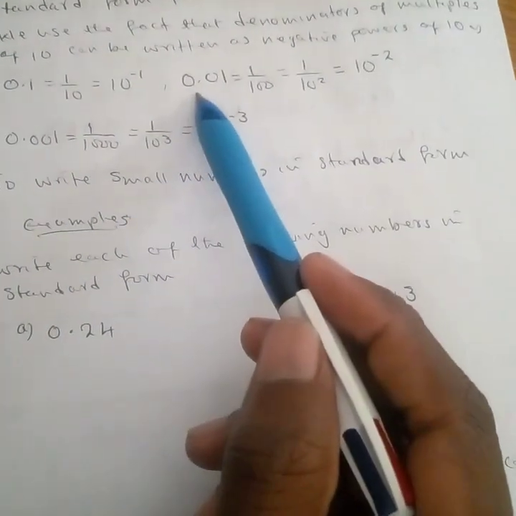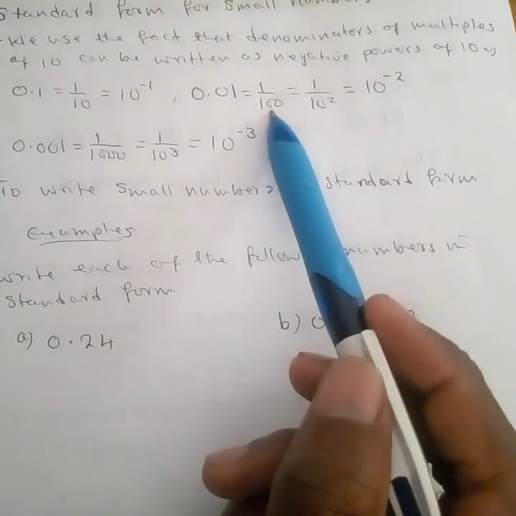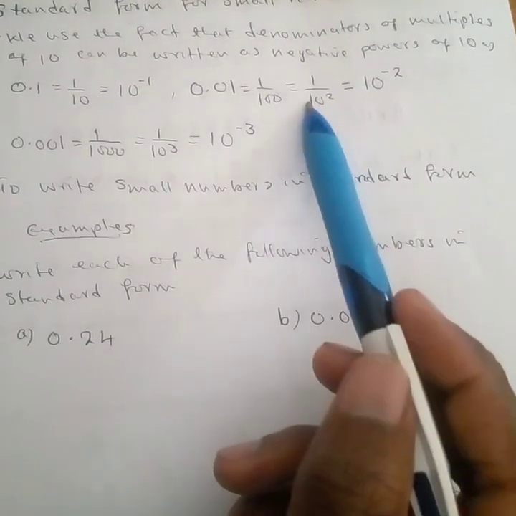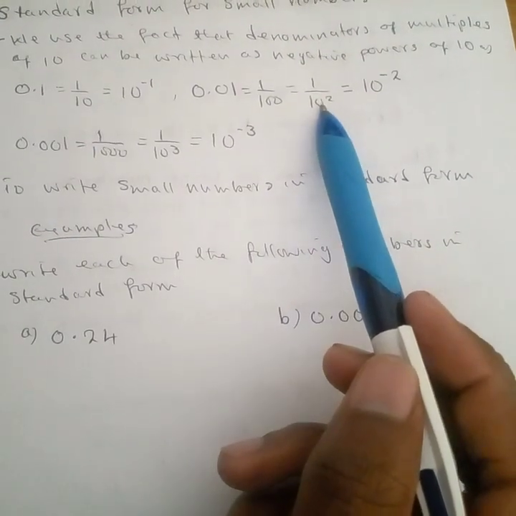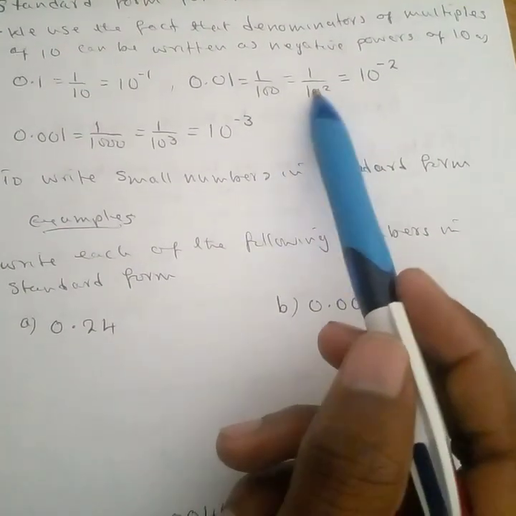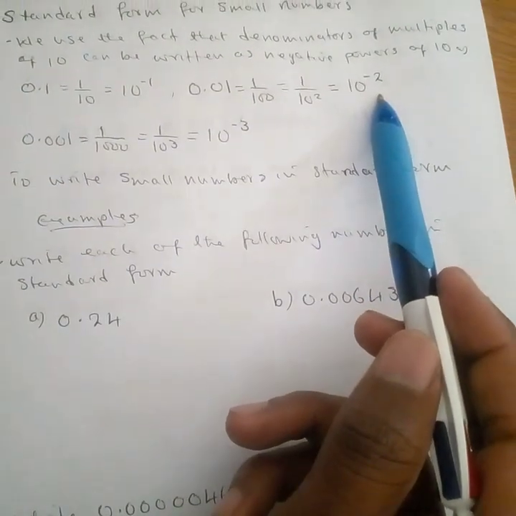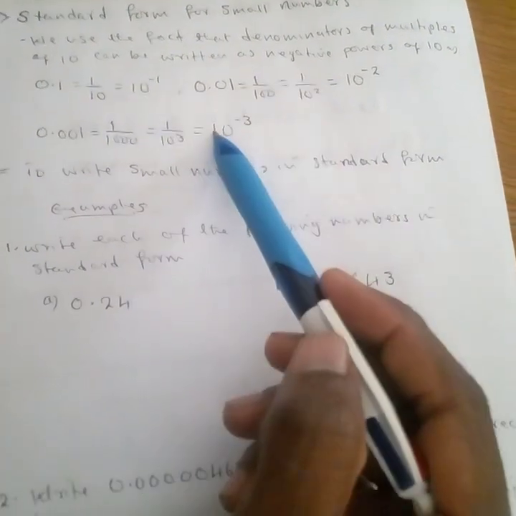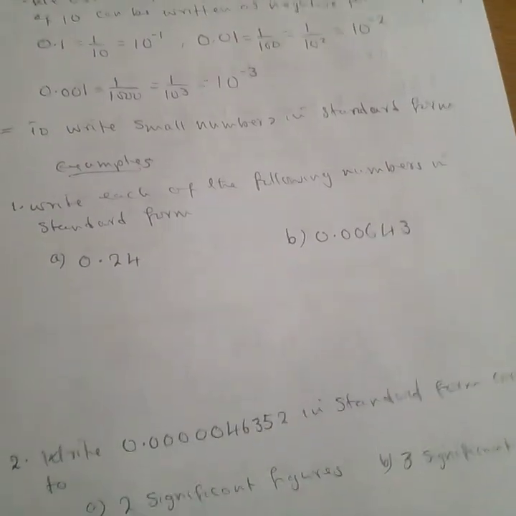Then we move on to the second one. We have 0.01. This is the same as 1 over 100. So 1 over 100 can also be written as 1 over 10 to power 2, which means the same as 1 over 100. Now in standard form, this can be 10 to power negative 2. Okay, so it goes on just like that. Now let's look at the example quickly. So we look at the example.